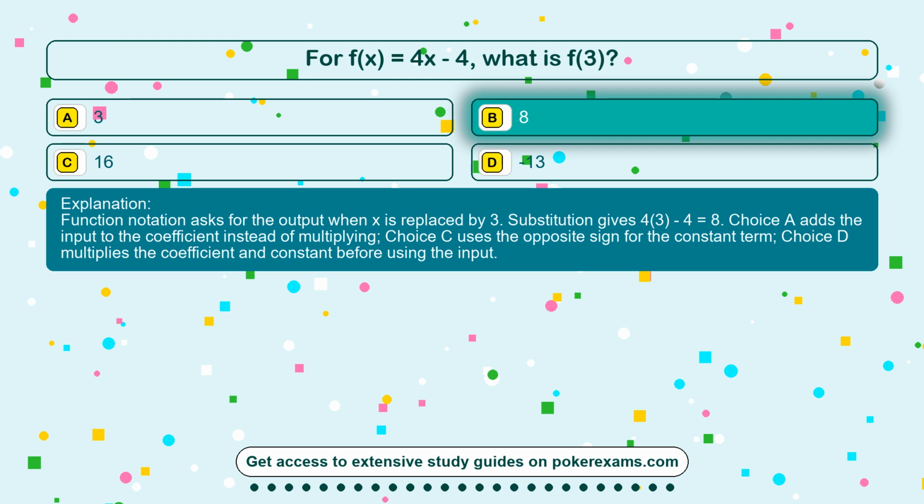Choice A adds the input to the coefficient instead of multiplying. Choice C uses the opposite sign for the constant term. Choice D multiplies the coefficient and constant before using the input.